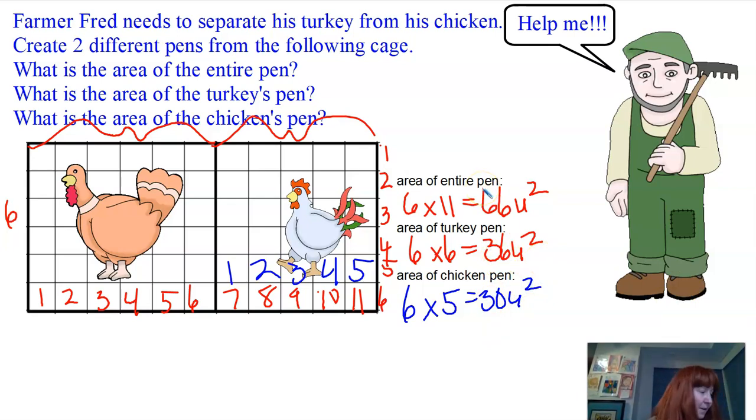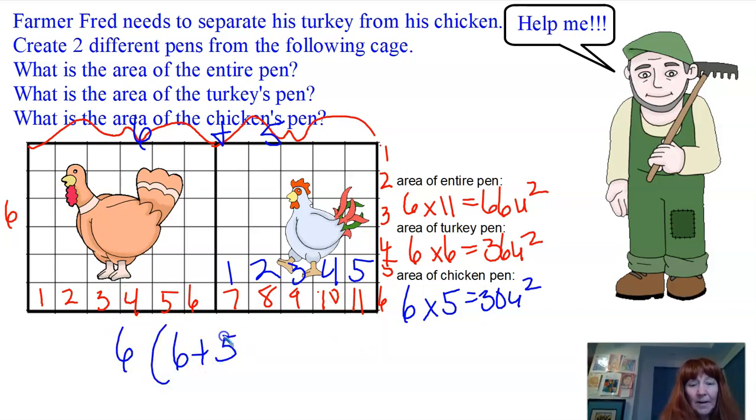So here's what I want to think about. I want to think about this as being 6 plus 5. So when I find the area, what I'm actually looking at is 6 times 6 plus 5. And this is where the distributive property comes in. And the song that says multiply the outside by the in, this is the outside number, and I multiplied it times the 6 here, and then I multiplied it times the 5 here. So that's what we're starting to look at.